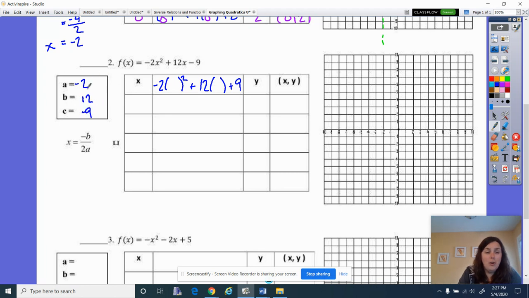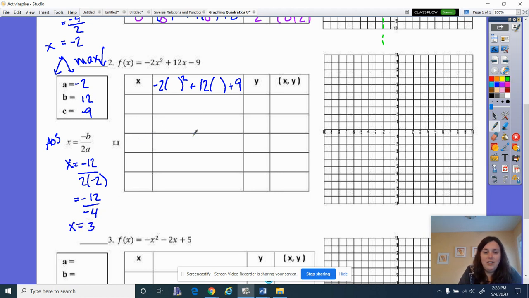Does my function open up or down? A is negative, so it opens down. So it's going to look something like this, which means my vertex is on the top. So my vertex is a maximum. Let's find our axis of symmetry, which is x equals the opposite of b, so negative 12 over 2 times a, which is negative 2. So I have negative 12 divided by negative 4, so x equals 3.